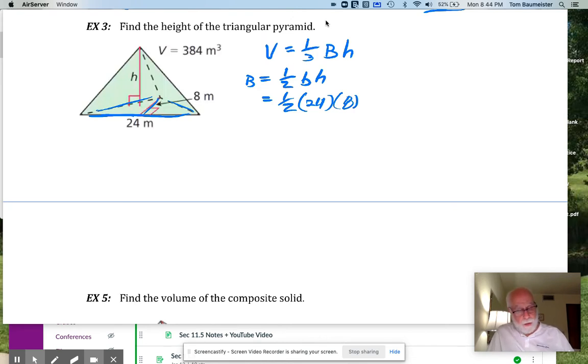So if you work that out, you will get 96 meters squared. All right. So now we're going to still use our formula. So V is equal to 1/3, we have 96 there, times H. And what's our V there? Our V is actually 384.